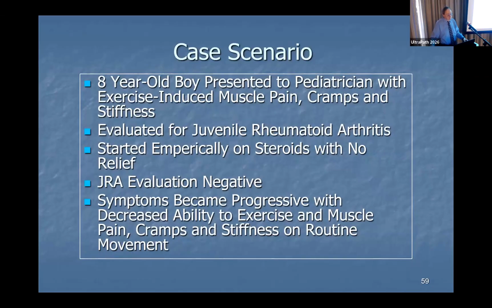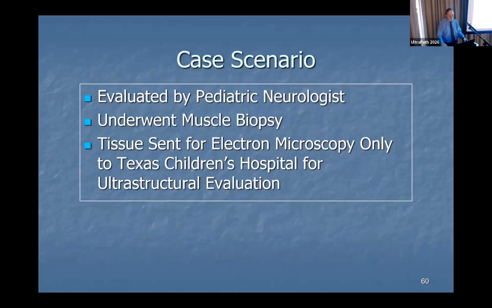This is an 8-year-old boy presenting to a pediatrician with exercise-induced muscle pain, cramps, and stiffness. He's evaluated for juvenile rheumatoid arthritis, which seems pretty reasonable in this age group, and he was started empirically on steroids with no relief whatsoever. Since it became progressive, with decreased ability to exercise and continuing muscle cramps and stiffness with routine movement, he saw the pediatric neurologist.